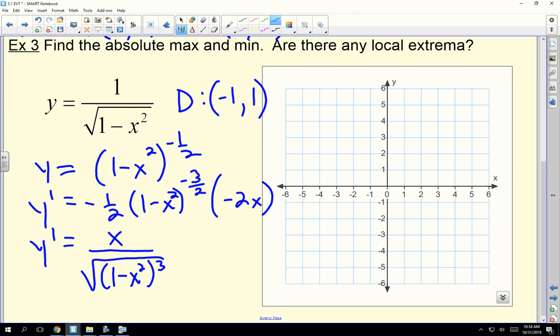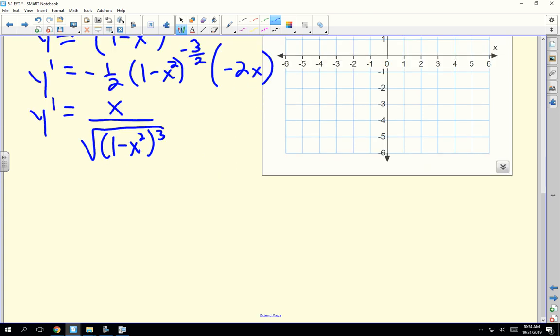So here's what I've got. What am I going to do with this thing now? Set it equal to 0. Mr. Orris has a shirt like this. When in doubt, take the derivative and set it equal to 0. That's first semester calculus. There's a little more to it. You got to check the endpoints and check the domain. But set this equal to 0.